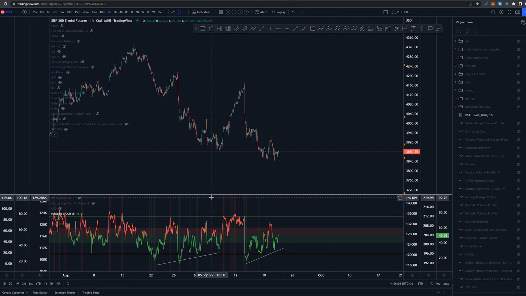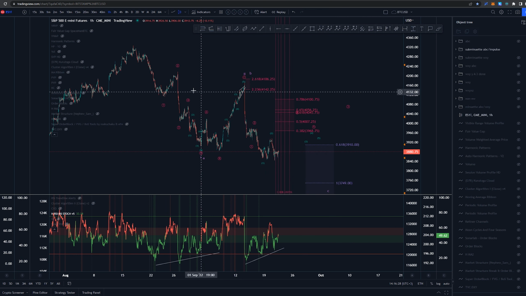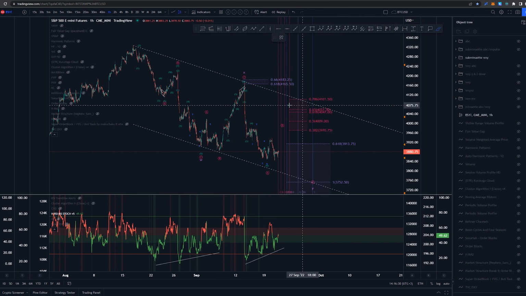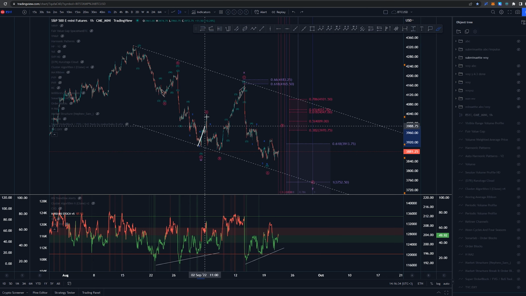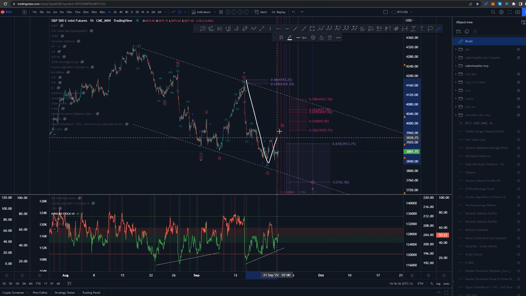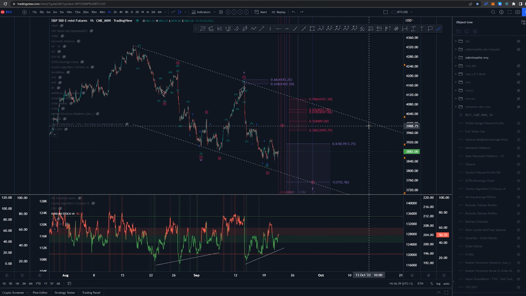Starting here on the 1 hour time frame, let's look at this main scenario first. In which this is not it, it's this one, in which we have this as an ABC into a W, ABC into X, and then another ABC to be coming. And that is the main idea.